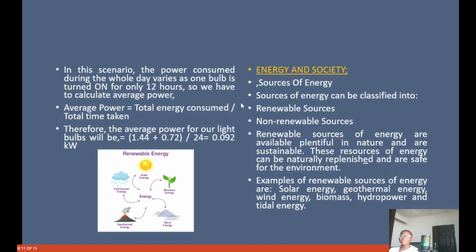So energy and society, sources of energy. Sources of energy can be classified into renewable sources or non-renewable sources. Renewable sources of energy are available, plentiful in nature, and are sustainable. These resources of energy can be naturally replenished and are safe for the environment. Examples of renewable sources of energy are solar, geothermal energy, wind energy, biomass, hydropower, and tidal energy.